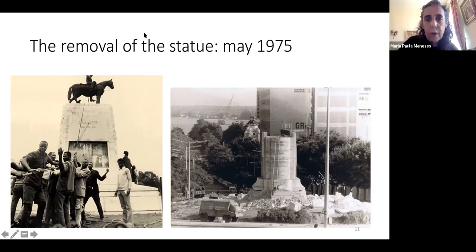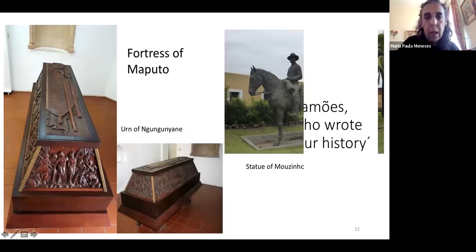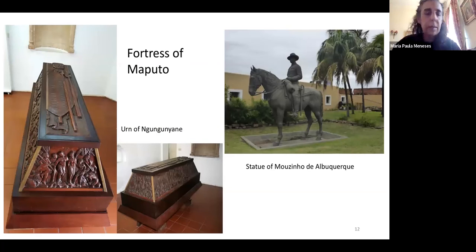The question, however, is about where to maintain these monuments. And in most cases, and now finally you can see the statue of Mouzinho de Albuquerque, they were kept in this fortress downtown Maputo. So it was a Portuguese fort where the Portuguese monuments are kept. But there is a catch.